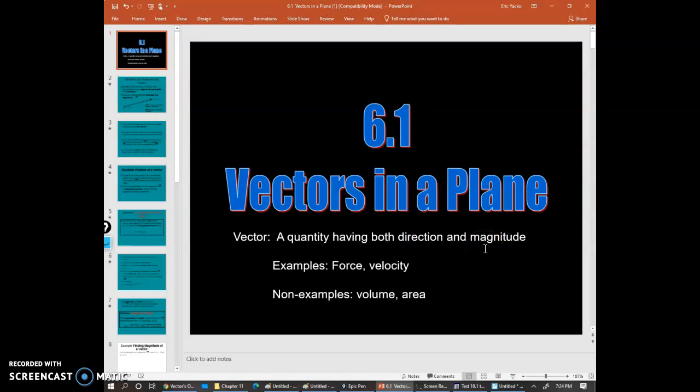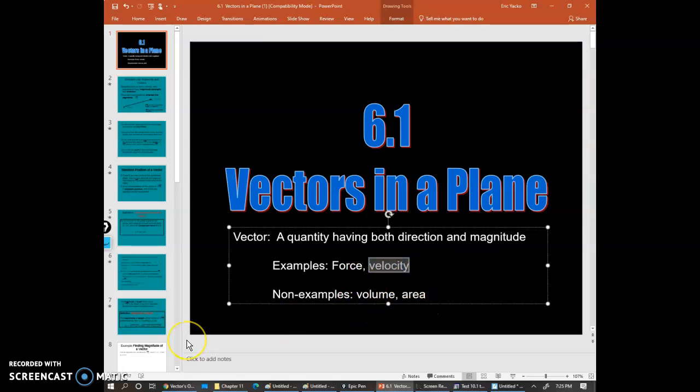All right, so vectors are something that has both direction and magnitude. Magnitude is like the size of it, such as force or velocity, okay? Non-examples are volume and area. Now, velocity, you might think is just another name for speed, but velocity is speed with direction. Okay, so that's why I say this is used in physics a lot.